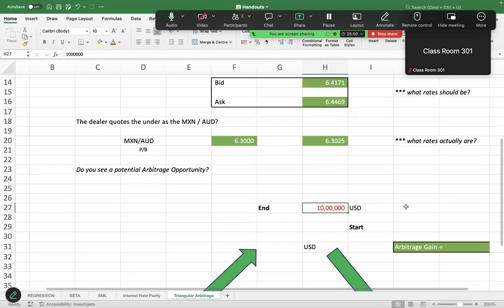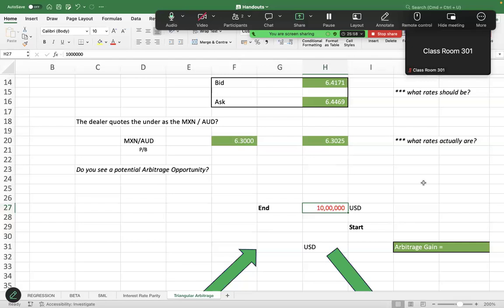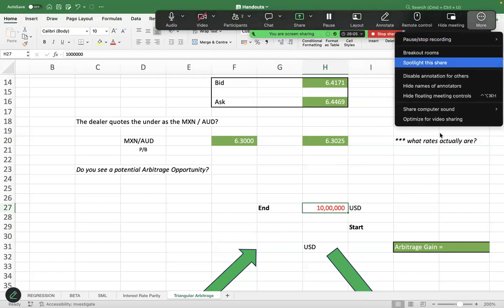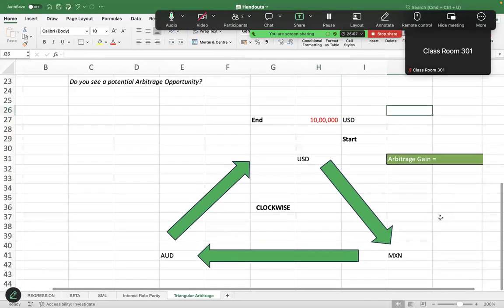I am going to start with 1 million US dollars. Okay. Now, if I have 1 million US dollars and if I want to convert this to MXN peso, can you tell me how will I do it? अगर मेरे को MXN peso में इसको Mexican peso में convert करना है, can you tell me how much will I get?